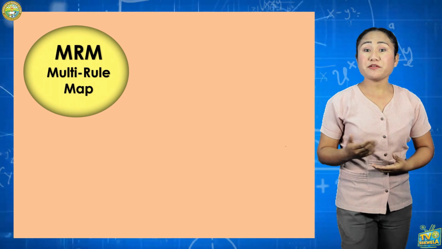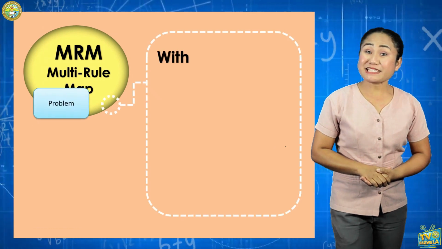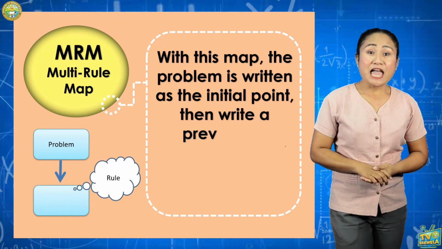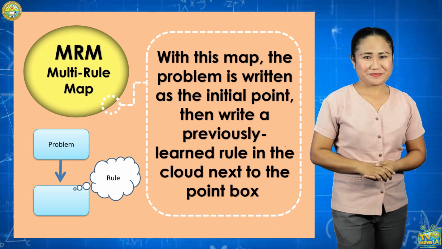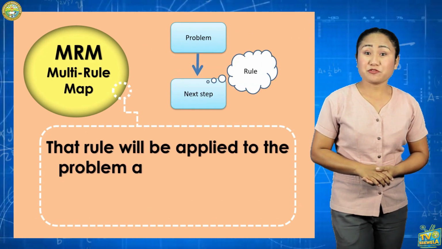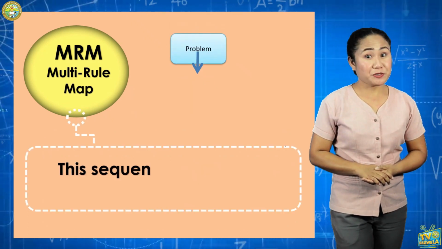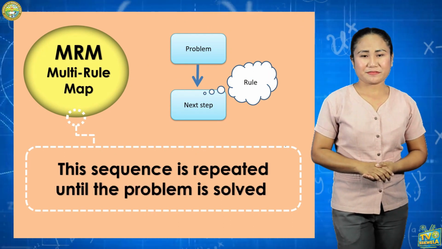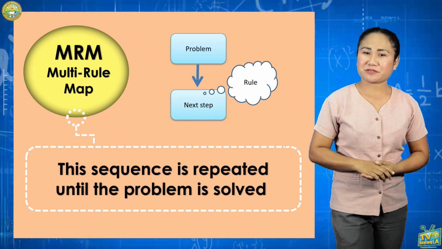Next is the Multi-Rule Map, or MRM. With this map, the problem is written as the initial point. Then write a previously learned rule in the cloud next to the point box. That rule will be applied to the problem, and write the next step of the problem in the second box. This sequence is repeated until the problem is solved. We will have example number 2 to show you how it goes.